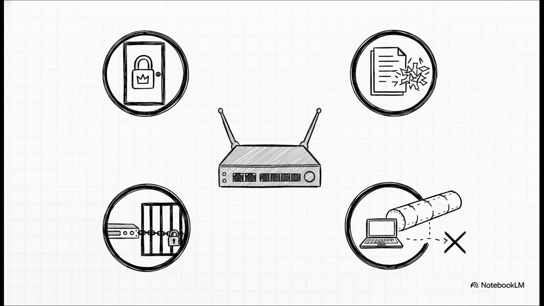We set an enable secret, which is a strong encrypted password to protect that powerful privilege mode. We set a password on the console port for physical security. Then we run service password encryption. This command just scrambles any other plaintext passwords in the config, which is a simple but really important layer of protection. And finally, for remote access, we enable SSH, the secure shell.